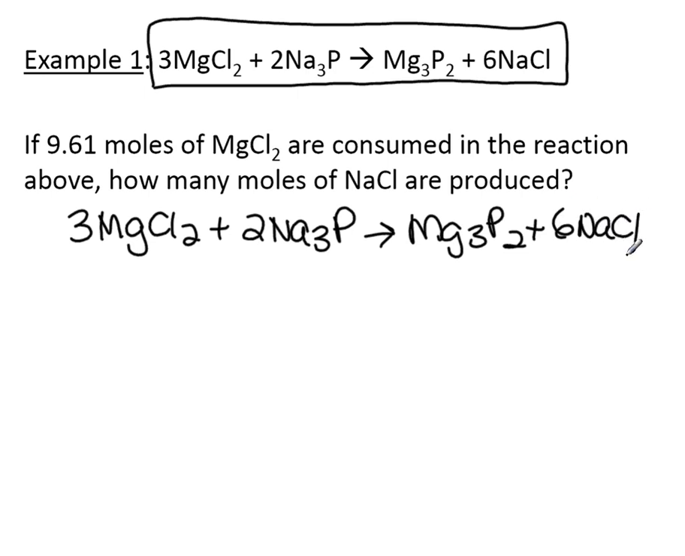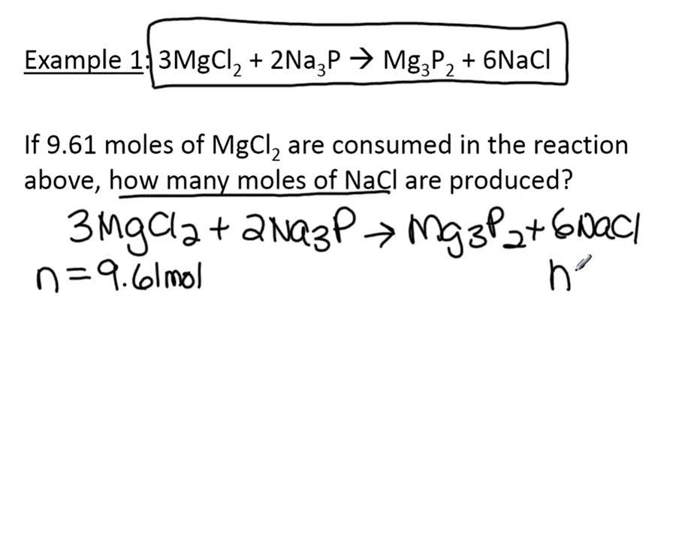Okay, so what do we have? We have 9.61 moles of magnesium chloride. So I'm going to write that down right underneath my compound here. Anything that lines up here belongs with that compound. We have 9.61 moles that are consumed, which means that's how much react. And we want to find out how many moles of sodium chloride are produced.